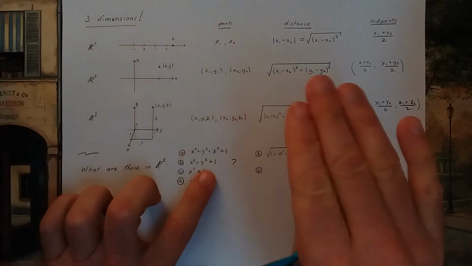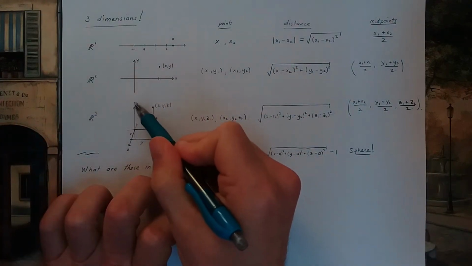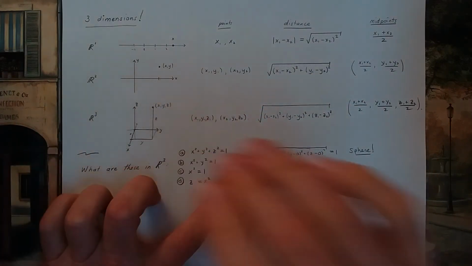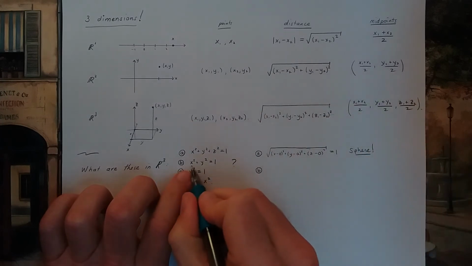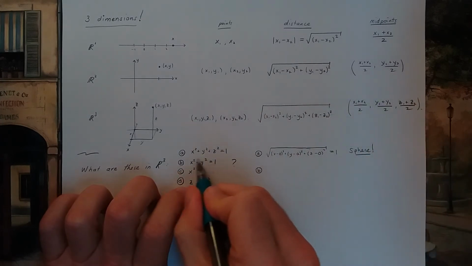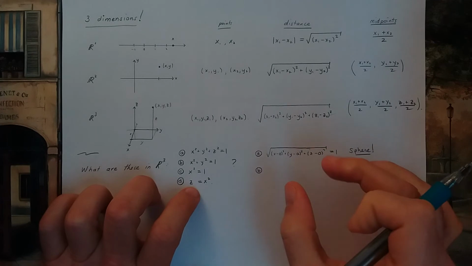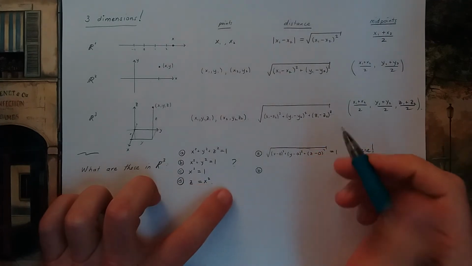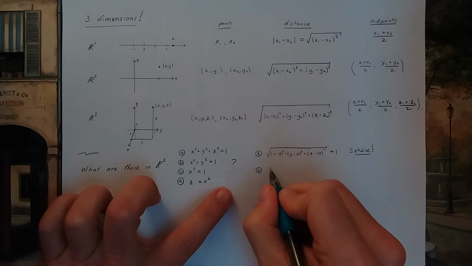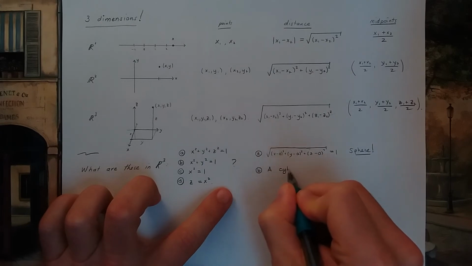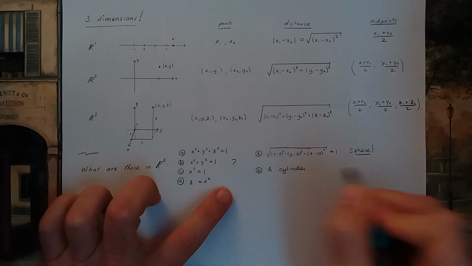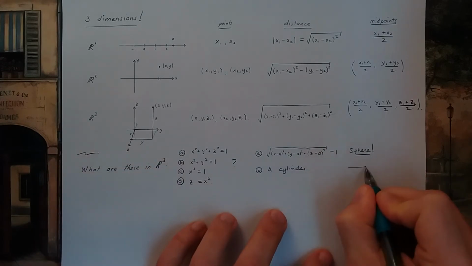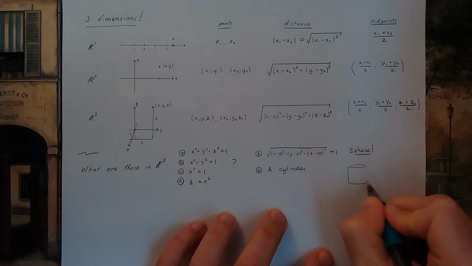So if I'm at any height z, remember z is the axis going straight up, if I'm at any height at all, I get the equation of a circle. So imagine a circle being at every possible height z. You get a cylinder. So let me try to draw a cylinder.